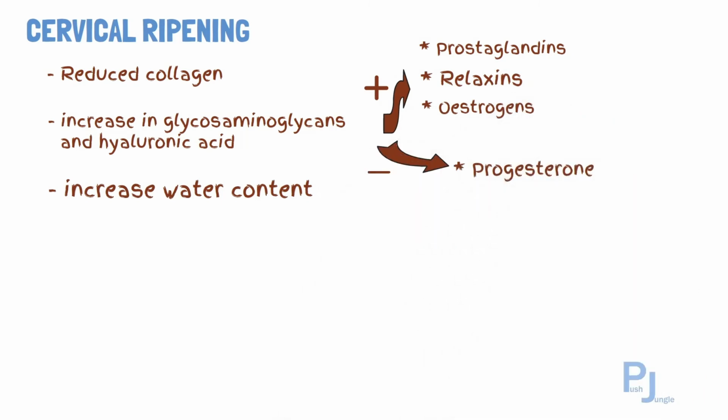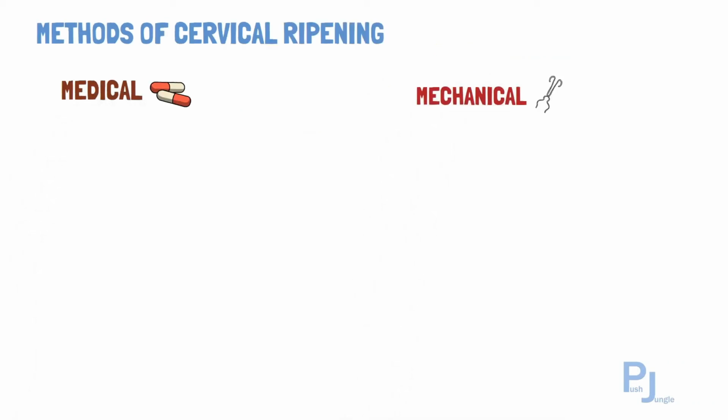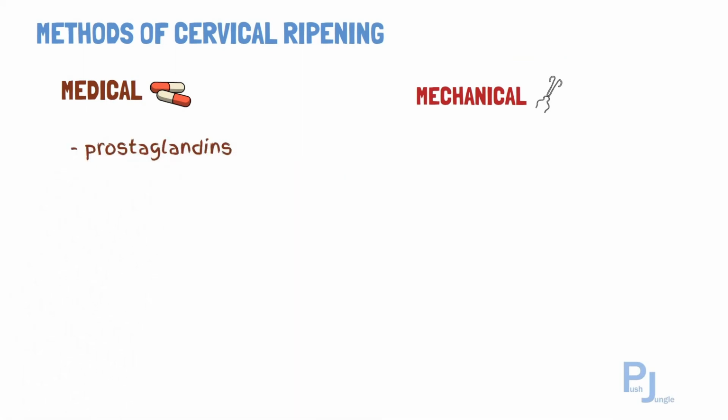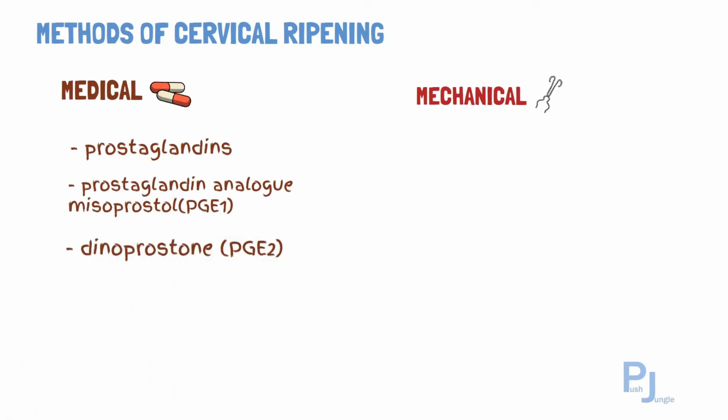So the methods of cervical ripening include medical and mechanical methods. The medical method involves giving of prostaglandins because prostaglandins release metalloproteases, which helps in softening the cervix. Hence, prostaglandin analogs can be given, such as misoprostol, which is a PGE1 analog, and dinoprostone, which is PGE2. Dinoprostone is more expensive and it has a longer onset of action, but it is safer than misoprostol. Mifepristone can also be given, which is an anti-progesterone. Remember, progesterone inhibits the process of cervical ripening.